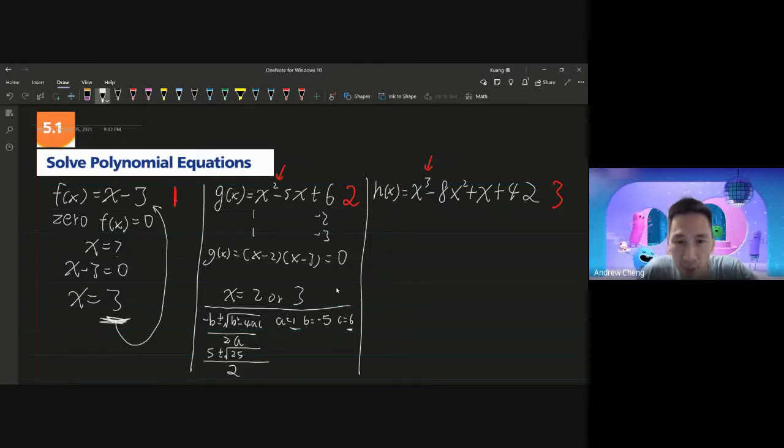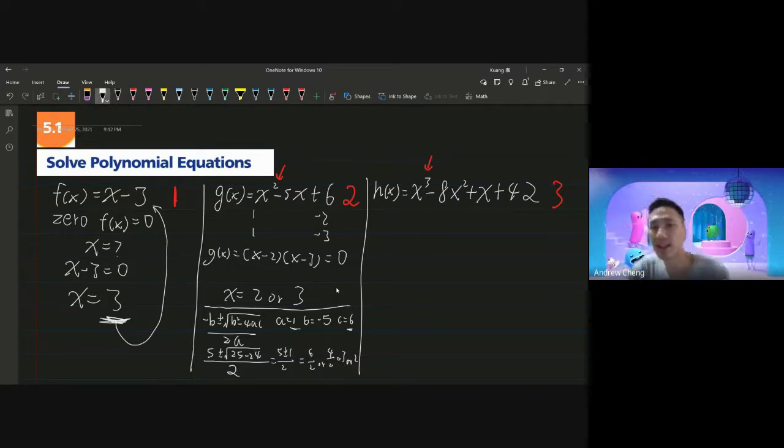4ac is 4 times 1 times 6, which is 24. 25 minus 24 is 1, and the root of 1 is 1. So that basically is 5 plus or minus 1. So it will be 6 over 2 or 4 over 2, so it's 3 or 2. So the answer is the same as the previous one. So we can use these two methods.